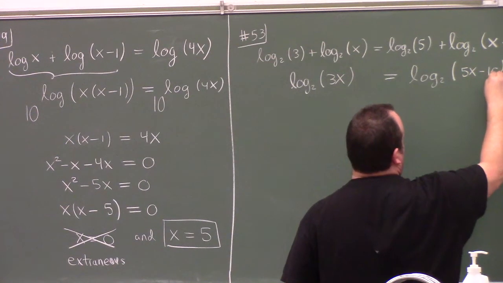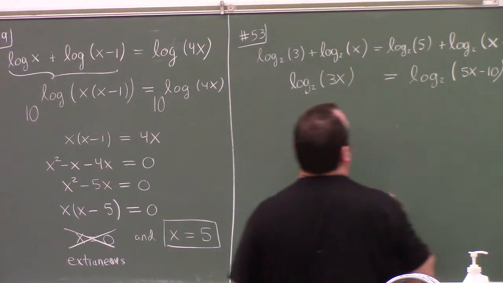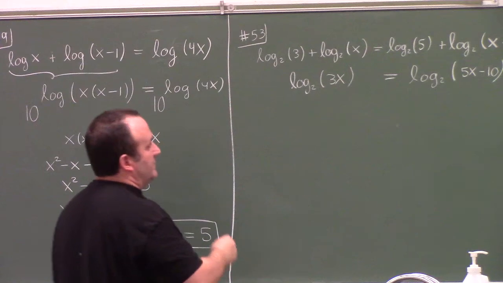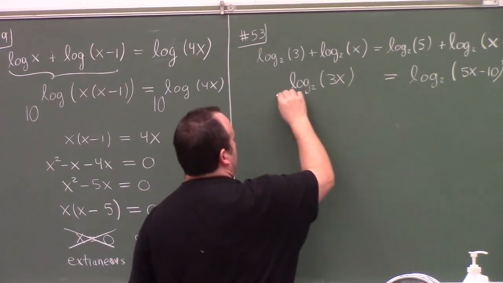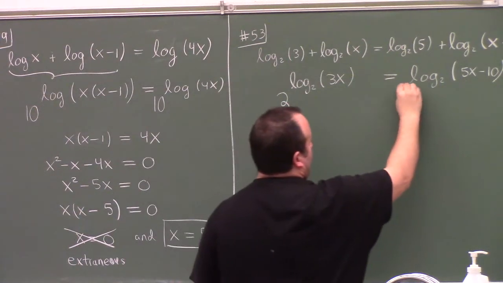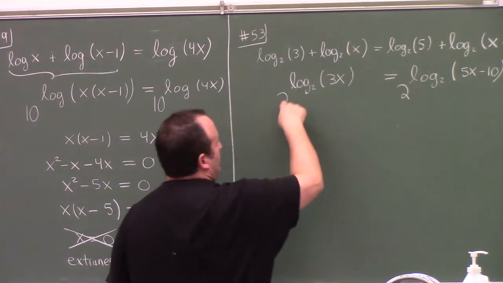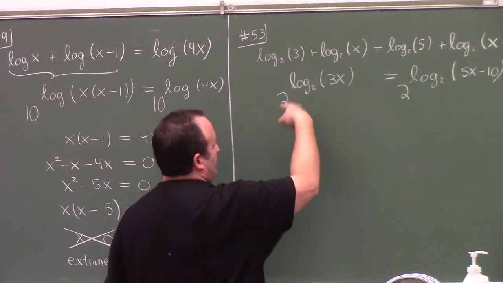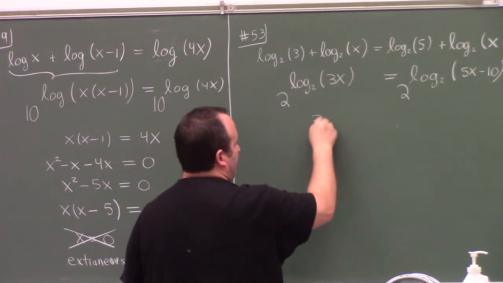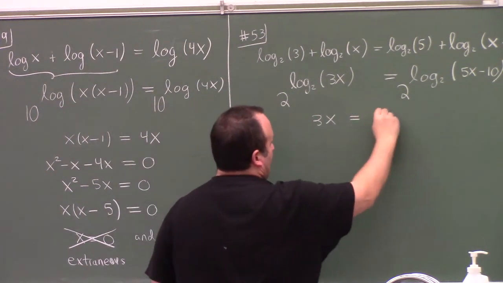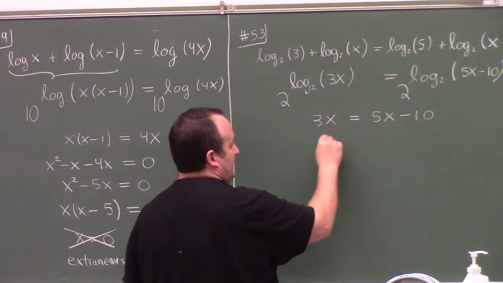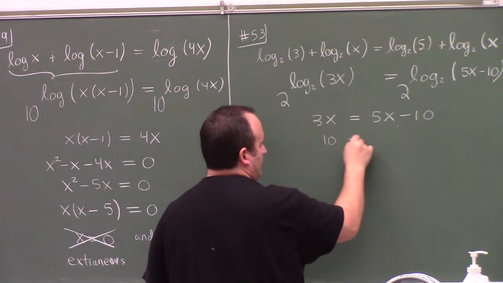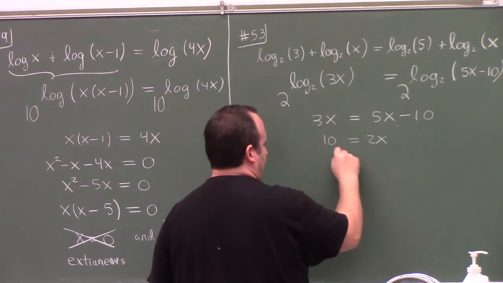So you multiply through the 5, obviously. And then we can, right, yeah, essentially the log base 2's cancel, or you could think of it this way: 2 to the log base 2, they're inverse functions, they cancel out, which just leaves us 3 to the x equals 5x minus 10, which of course gives us 10 equals 2x, also known as 5 equals x.